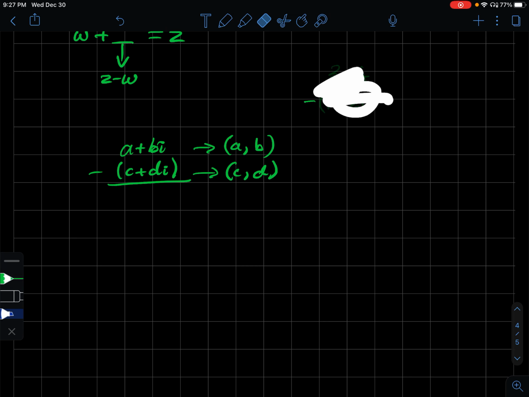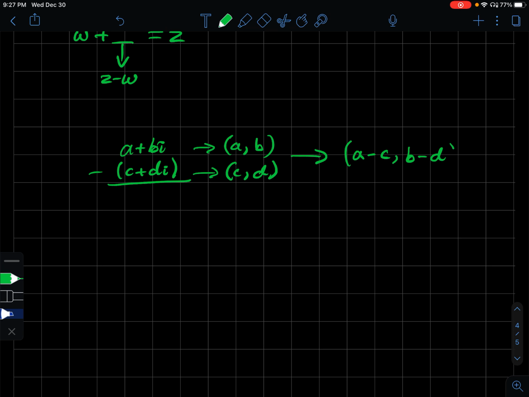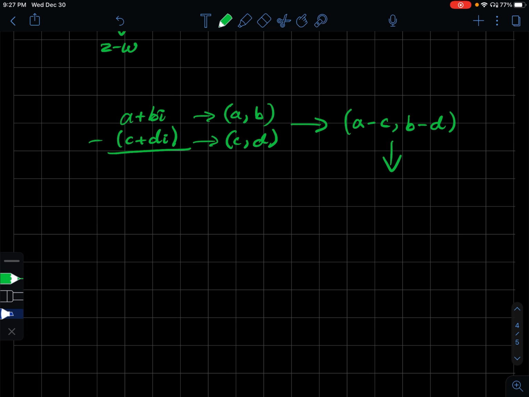So in this case, if we were to just do it out with coordinates, you still get a minus c comma b minus d. What does this make on the complex plane? A minus c plus b minus di. And sure enough, if you actually do it out here, you'll get a minus c plus b minus di. And in fact, this is exactly what we found in the last video.